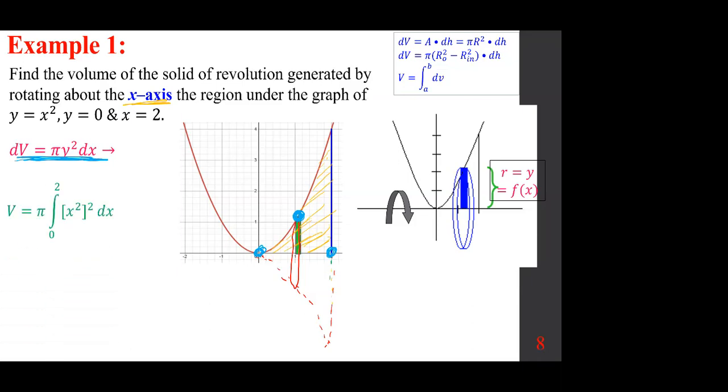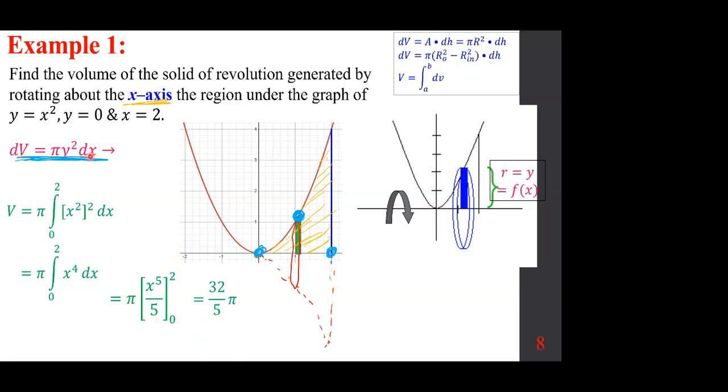By the way, you can put the pi in or out, makes no difference, class. Everybody can put it in or out, it doesn't matter. Okay, so y is x squared. That means this becomes x to the power of 4, and this becomes 1/5 x to the power of 5. Now, if you plug in 2, 2 to the power of 5 is 32. So 32 pi over 5, 0 has no effect, gives you 0. So this is a simple calculation as long as we can figure out this one.